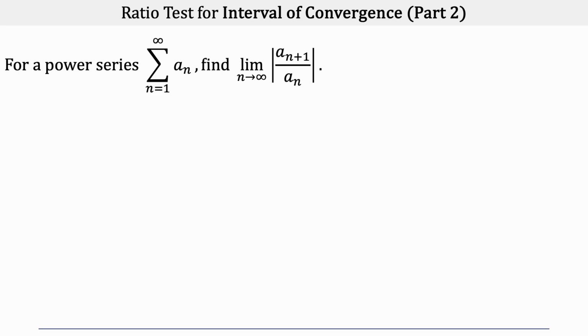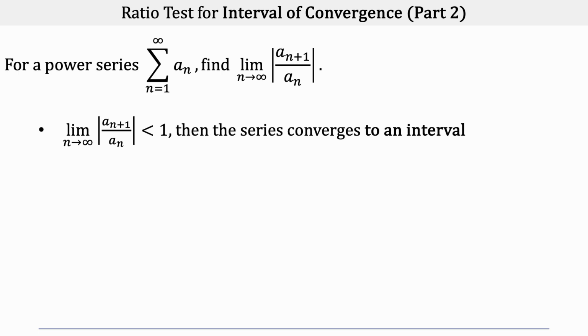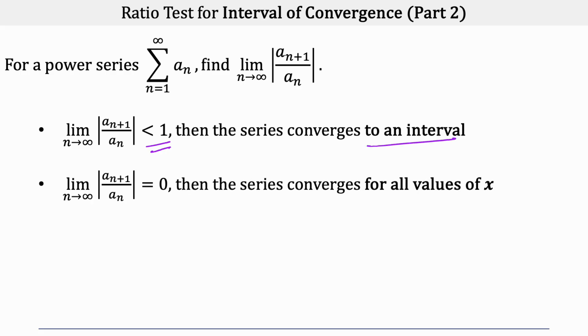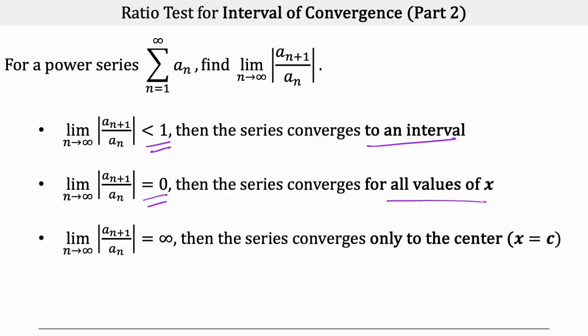To review, we have 3 possibilities for when a power series may work. If the ratio test gives us a result less than 1, then the series converges on an interval. If the ratio test gives us a result that equals 0, then the series converges for all values of x. If the ratio test gives us a result of infinity, then the series converges only at the center, x equals c. So let's finish this up with a few examples.